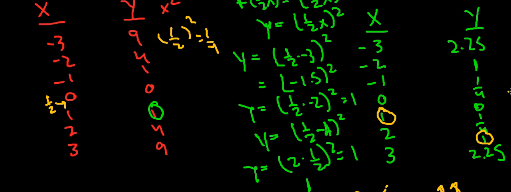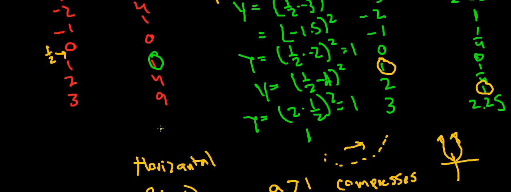So let's do a real quick example. Instead, let's say this function was 2 times x squared. What we'd be doing, if we put in 2, we'd get 2 times 2 squared, which is 4, and 4 squared is 16.